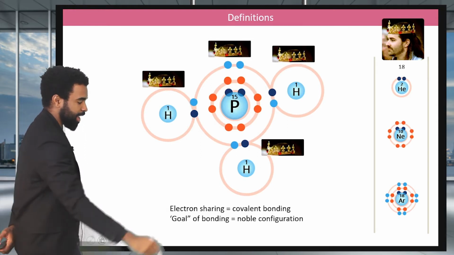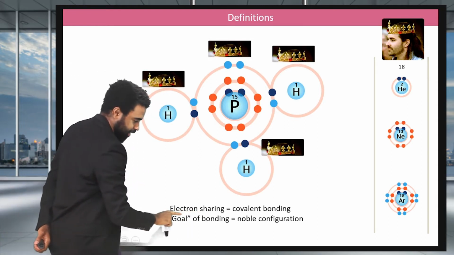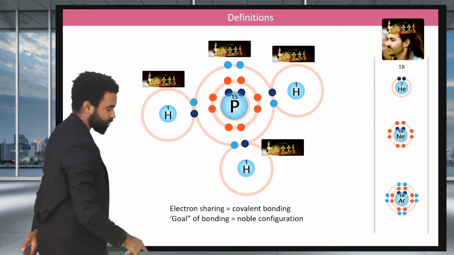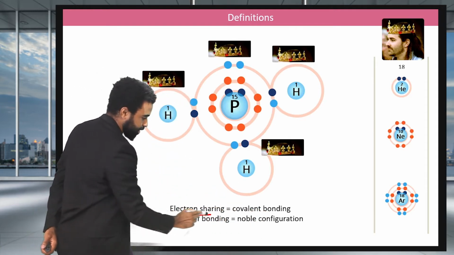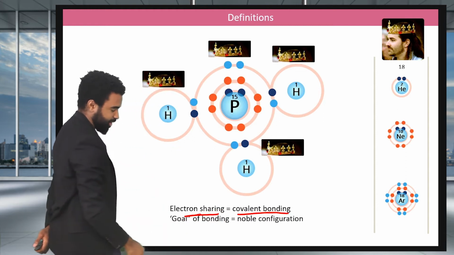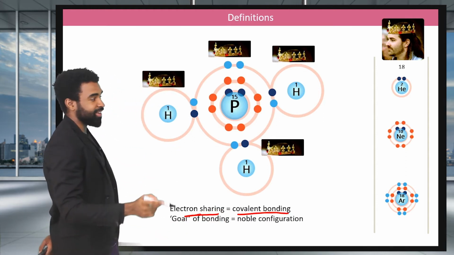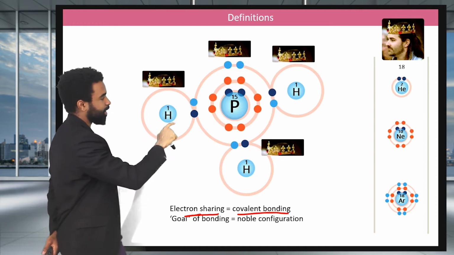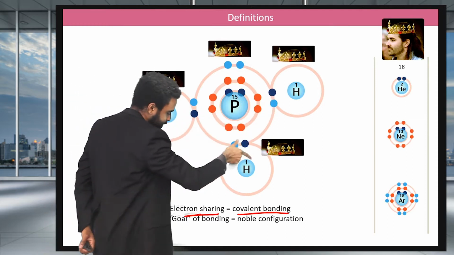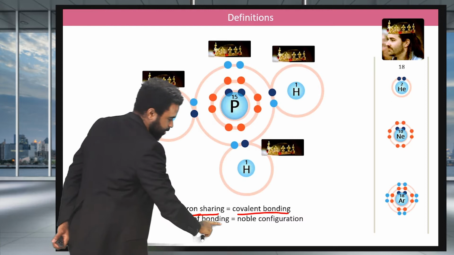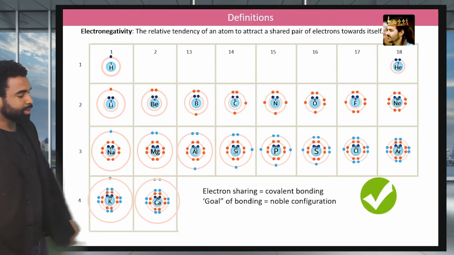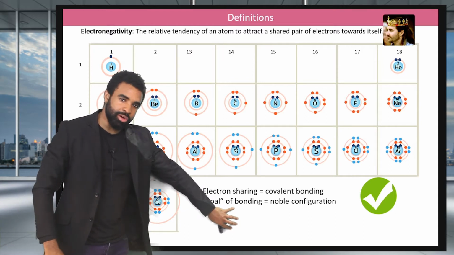Okay. Now we have our statement again: electron sharing gives rise to covalent bonding. I think I'm tired this morning. So now we have here 3 covalent bonds. And the goal of these bonds is to attain a noble gas configuration, as you can see. So now we understand these two statements, I hope.